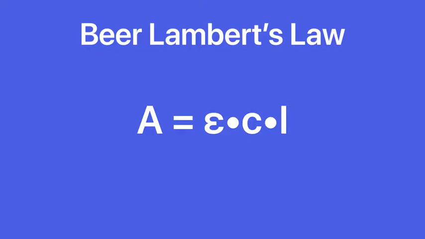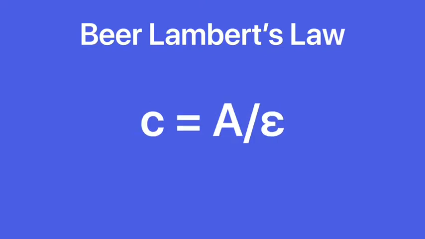Since Beer-Lambert's law describes the linear one-to-one relationship between absorbance and concentration, you can determine the absorbance of a solution. To find the molar concentration, you can manipulate Beer-Lambert's equation to look like C equals A divided by epsilon. L will always be equal to 1, so you do not have to include it in your work.